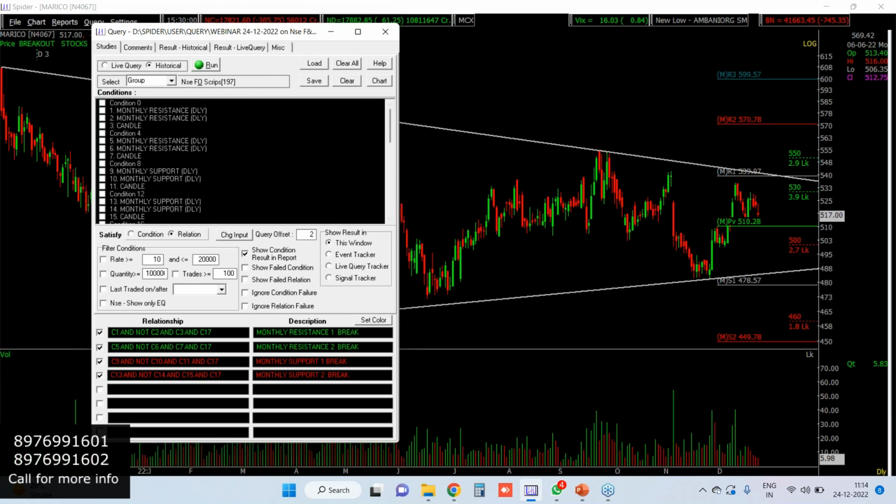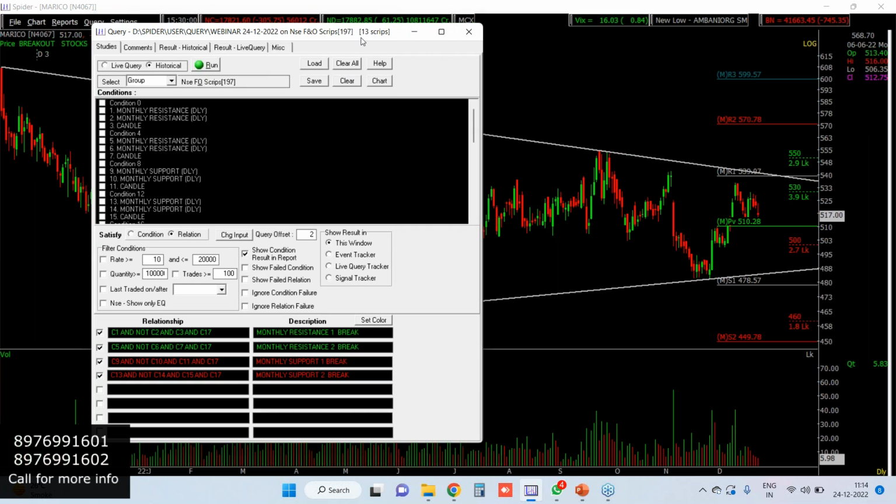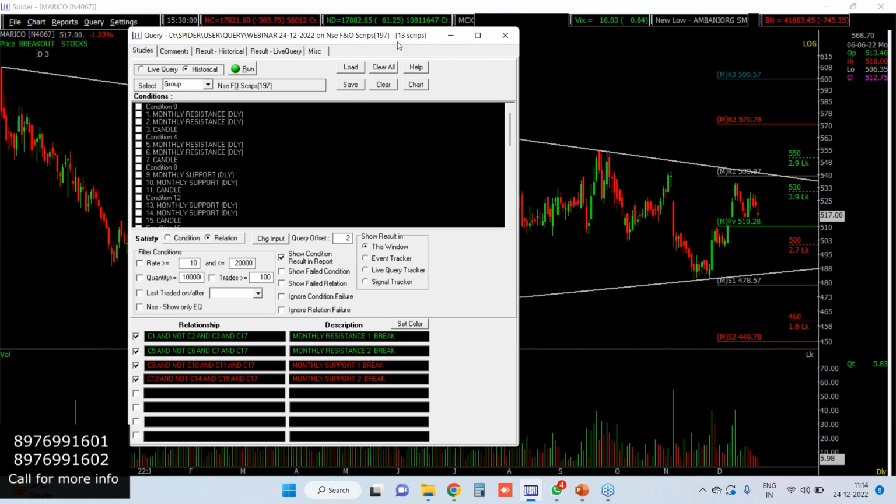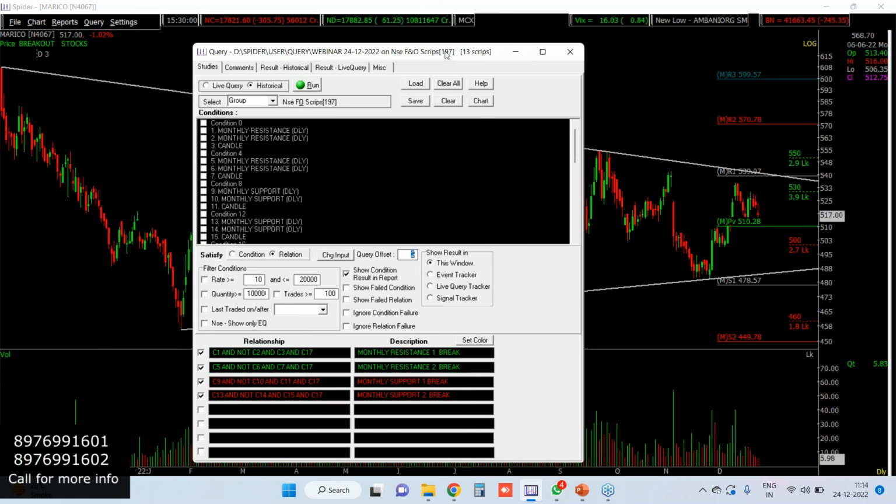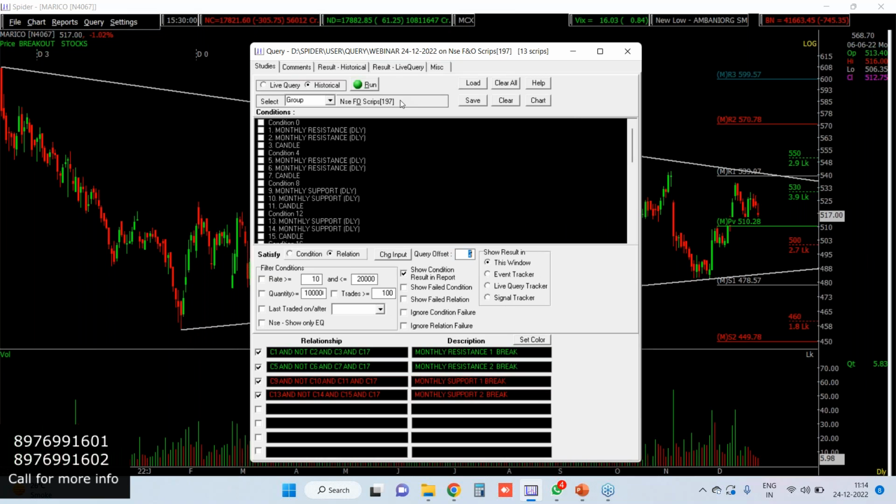First I'll tell you what exactly this query is. This query will help you in finding if a particular stock is breaking its R1 level, R2, S1 or S2. Now as you can see here, you have to run this query in NSE FO scripts, the reason being we are going for the options.